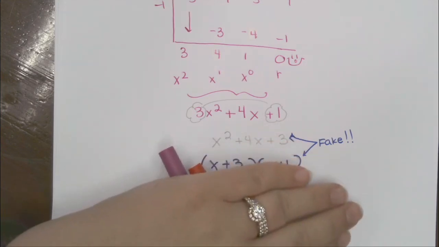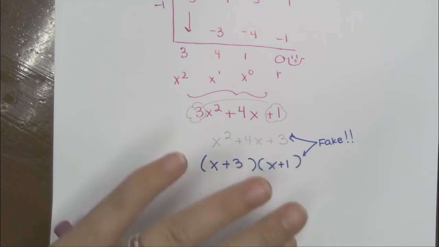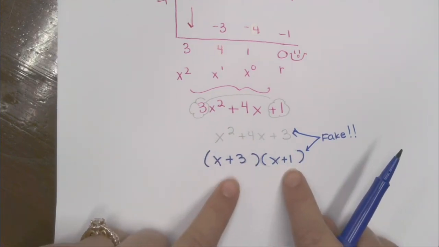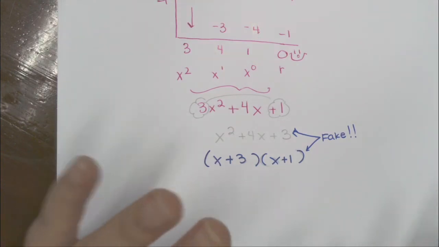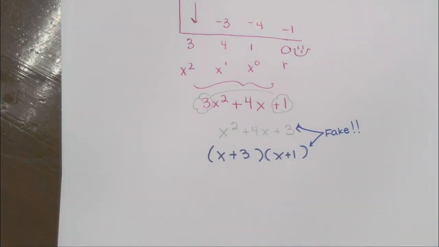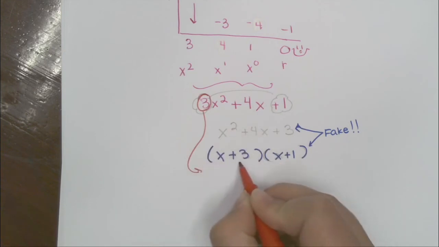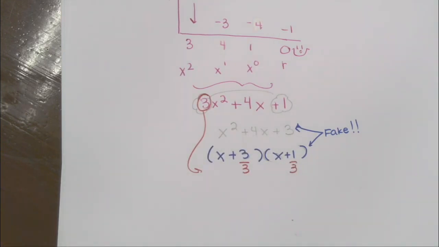Nowhere in there did we actually have something that was x squared plus 4x plus 3. That's fake. Doesn't exist. So these two factors don't exist. I can't even say imaginary because we're working with i's, but these don't exist. So you have to undo what you did. Since you multiplied by 3, you have to come back here and divide by 3. Not only do you have to do that, you still have to simplify.